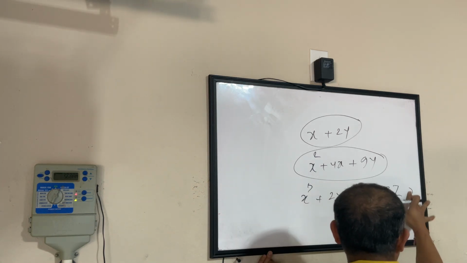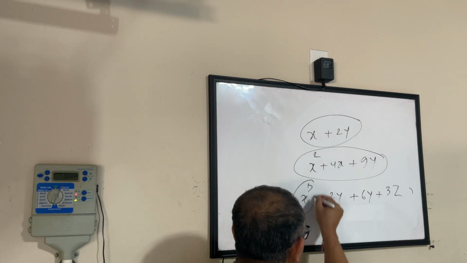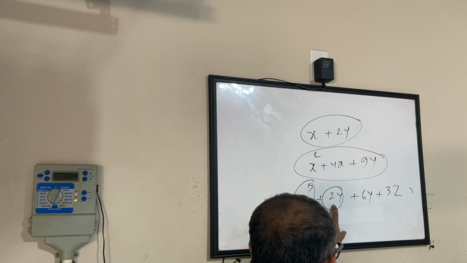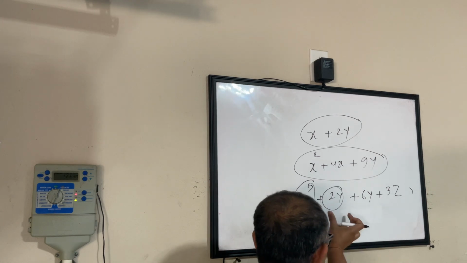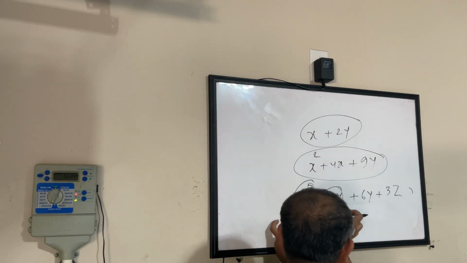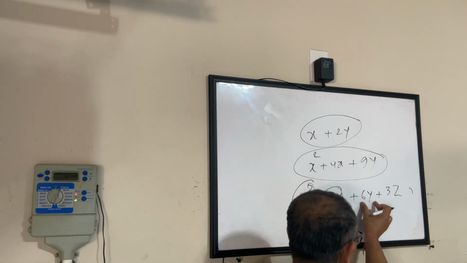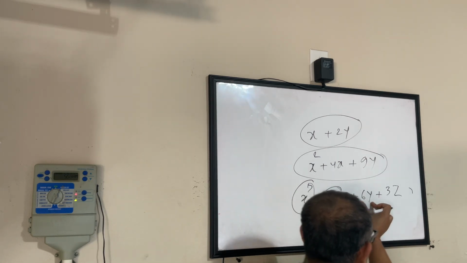Now, what is a term? A term is the number of things that are separated by these operators. x plus 2y. There is a plus sign which is separating these two. This is one term, this is the second term. Now you see there is another plus sign which is separating this guy. This is the third term, this is the fourth term.